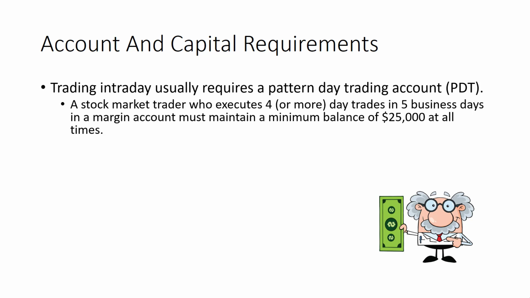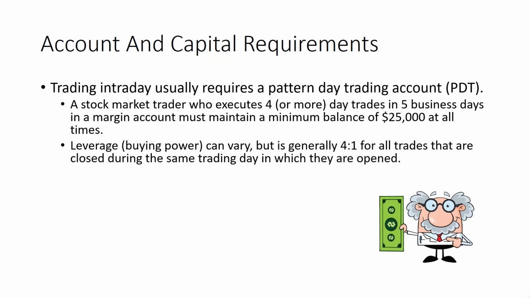That's because you're trading in a margin account. And your leverage, your buying power is going to vary depending on the stocks that you're trading, but generally speaking, the amount of margin that you're going to have is going to be 4 to 1. So for a $25,000 account, you've got $100,000 in trading capital, and that's for all the trades that are placed and closed during the same trading day in which they're opened.